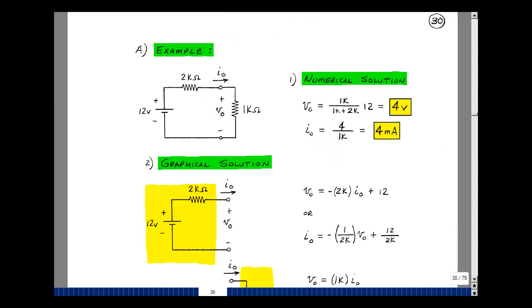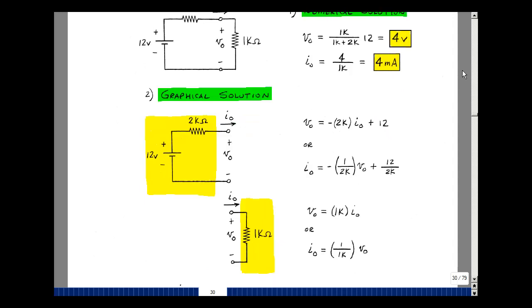To illustrate the load line analysis, let me do a linear circuit problem, numerically and then graphically. Got two resistors in series with a battery. I want to find the voltage across this resistor and the current through it. Well, because they're in series, I could use voltage divider. The voltage across the 1K is 1K over 1K plus 2K times 12, and that's 4 volts. Knowing that this is 4 volts, then I can find the current by dividing by 1K. So that's 4 milliamps.